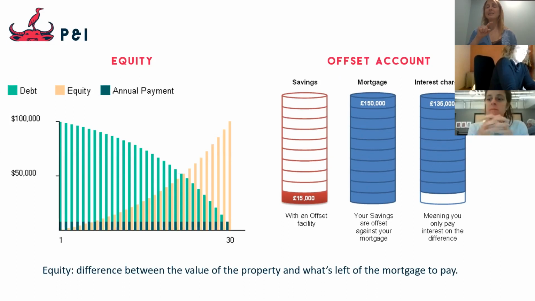Now, as you start paying off the debt that you have, you start earning equity. So I'm going to describe what equity means. Equity is the difference between the value of the property and what's left of the mortgage to pay.